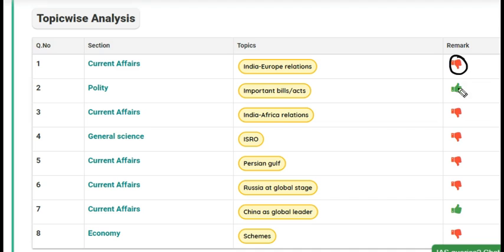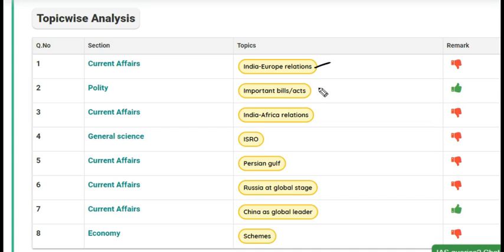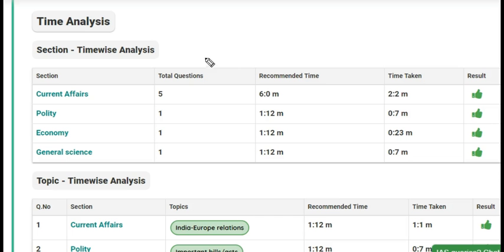The thumb mark indicates whether I have answered the question correctly or not. So only in 2 I got green color. That means only 2 questions are correct. 1 is from polity, 1 is from current affairs. So in important bills and rights, I am strong, and from child related issues, I marked the question correctly. Like that, you can interpret your result. And also you can come to know in which areas you are weak and in which topics you are strong. After topic wise analysis, let's come to time wise analysis.